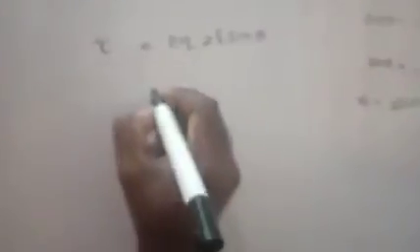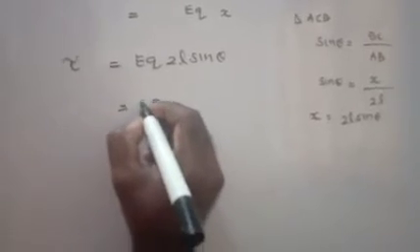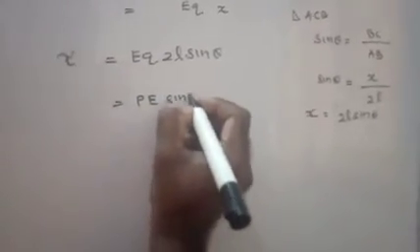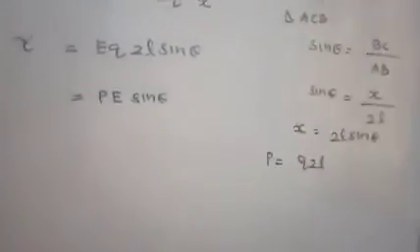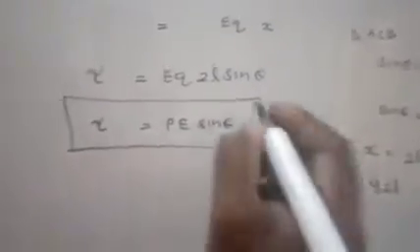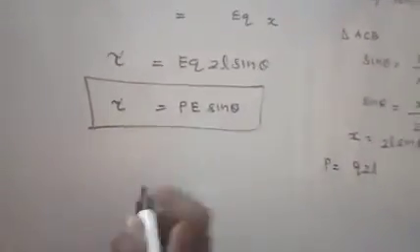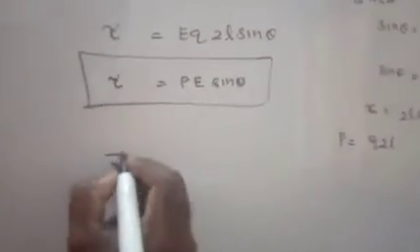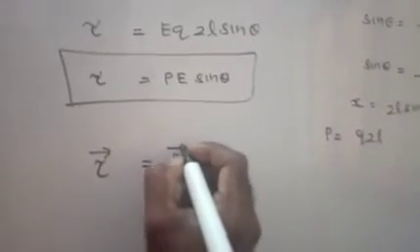Torque, in the symbol tau. Now you know q into 2l you studied as p. So pE sin theta, where p is equal to q into 2l. So this is the equation for torque acting on a dipole placed in a uniform electric field region. Tau equal to pE sin theta. Torque is a vector, so we have to write the vector form: p cross E.